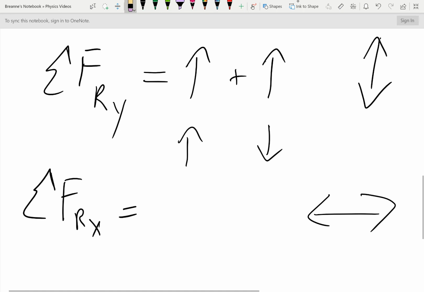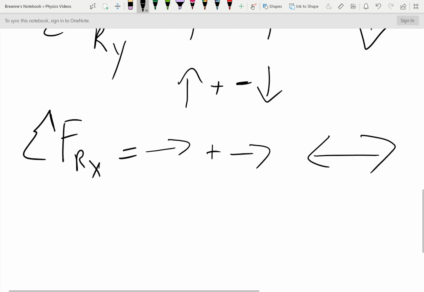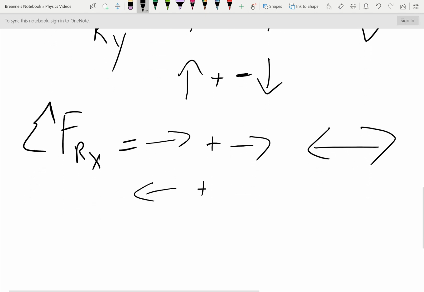Well, honestly, you are adding, just that one going down would be negative. And it's the same thing for your x. If they're going in the same direction, you add. If they're going in opposite directions, that one going to the left would be negative.